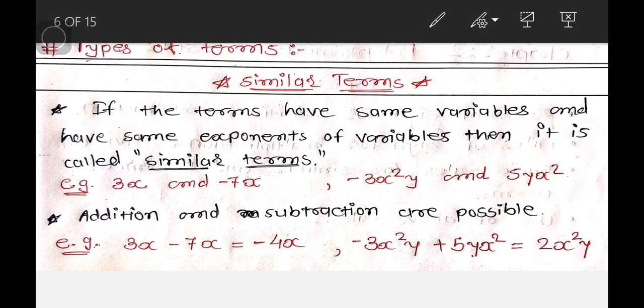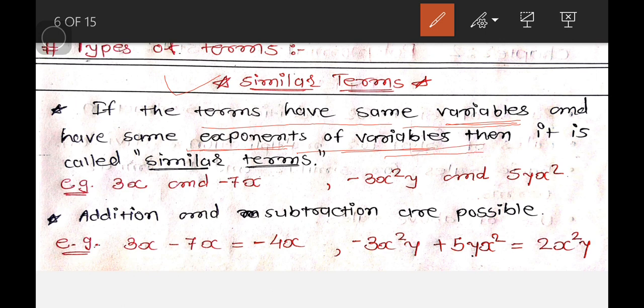Now in polynomials there are two types of terms. So the first one is similar terms. So how can we say that the given terms are similar terms? If the terms have the same variable and the same exponent of variable, then they are called similar terms.